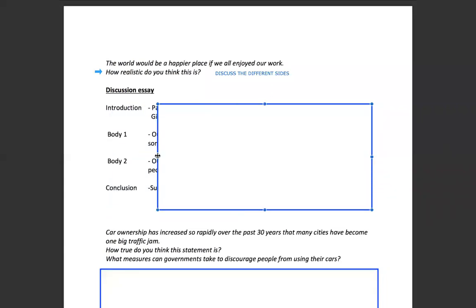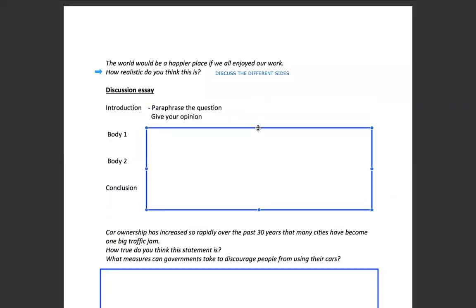So again, the structure is the same, right? The introduction, we paraphrase the question. Here we can give our opinion. Okay, I think it's realistic because of this. I think it's not realistic because of that. Or you could say, it is realistic, however, so we can use the phrase however to indicate that there are two sides to the story. So this would still be our opinion. Our opinion is one thing, however, there's another opinion as well. So this is how we might express our opinion for a discussion essay.